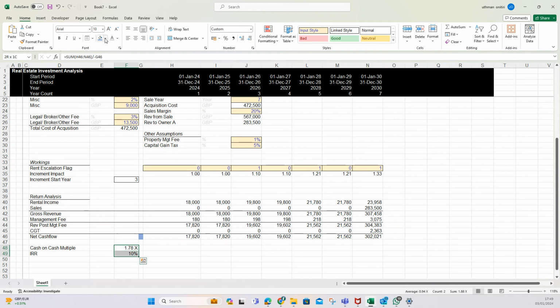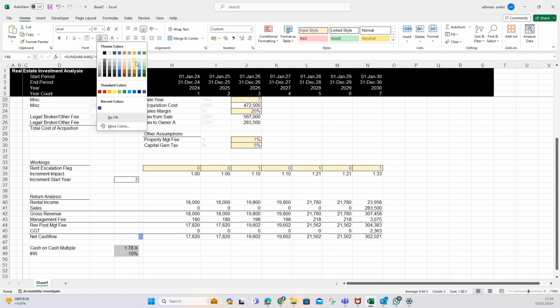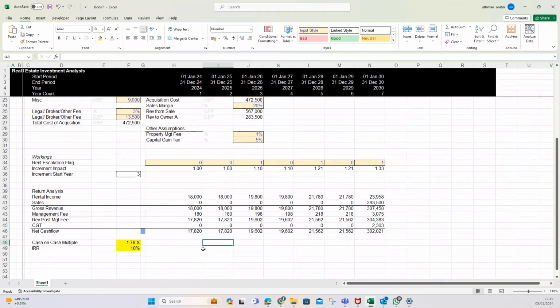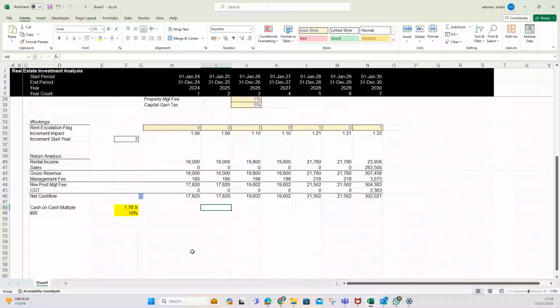So guys, this is how you can build a very quick model to assess the viability of a real estate investment. Other things you can do to this model include sensitizing the model. Okay, we'll do an example of sensitizing the model. But just in case you are not very familiar with sensitivity analysis, you can go back to our previous videos where we talked about sensitivity analysis. So let's just sensitize rent escalation in this case.